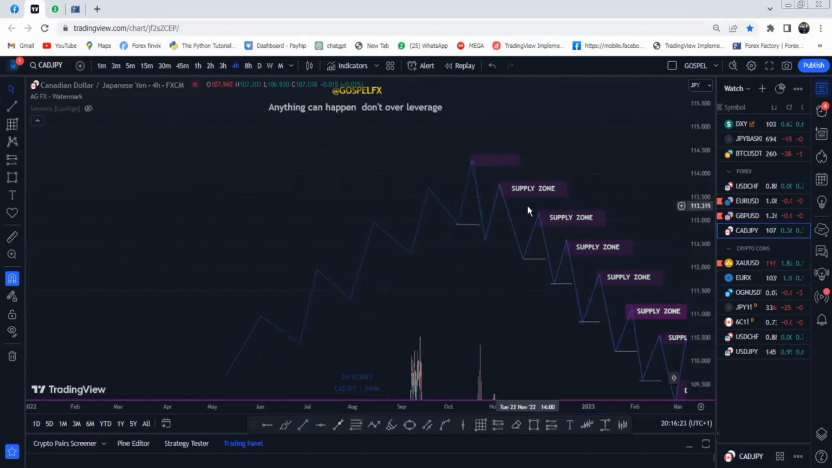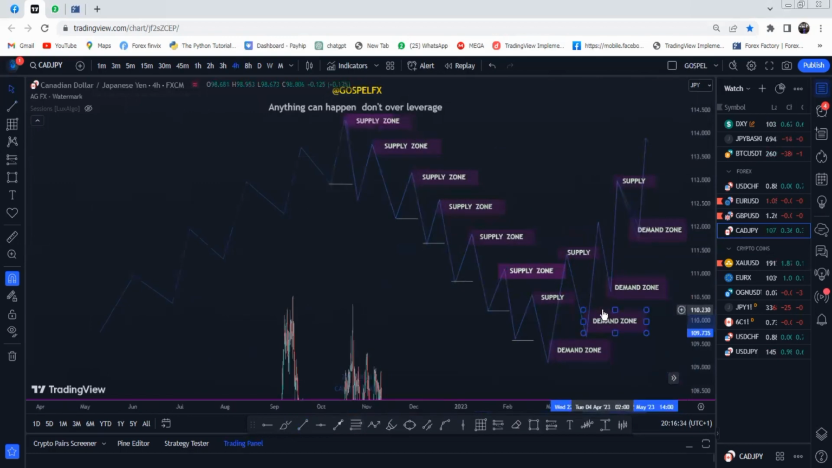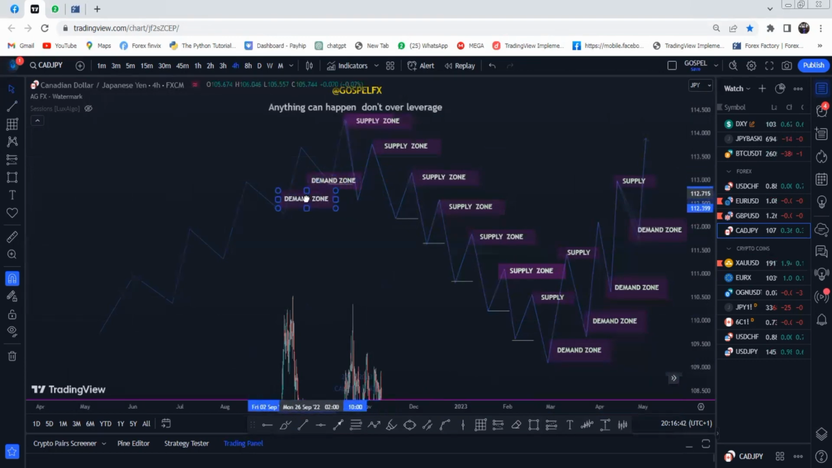The sellers that came in here were so many that they broke this demand zone here. So at this point, we now believe that supply has taken over the market. And what you'll be doing is waiting to sell on a supply zone. You always want to wait for price to come to a supply zone before you sell.